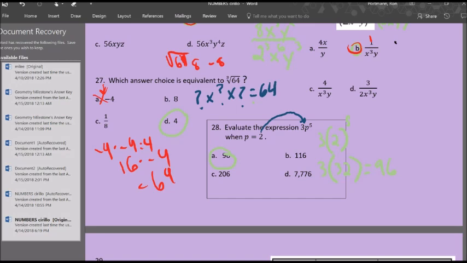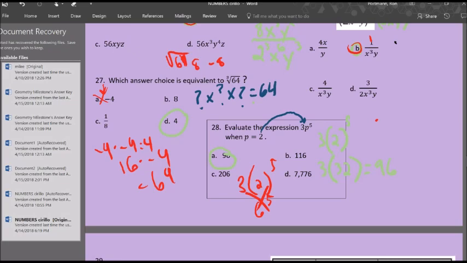Alright. 28, we're plugging 2 into that expression. The thing to remember on this question, and this is always going to be one of the answer choices, is that what kids want to do is 3 times 2 to the 5th power, and they do 3 times 2, which is 6, and then 6 to the 5th power, and that's wrong. You do exponents first. We're going to do 2 to the 5th power. What is that, 32, and then 32 times 3. That would give you 96. Alright, so you've got to do the exponents first.